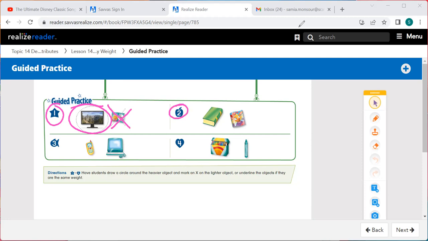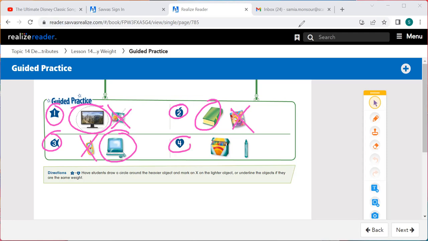Same thing for number 2. So which one looks lighter to you? Well, this looks lighter. It's a picture, and this book is heavier. Let's look at number 3. You have a computer and you have a cell phone. So which one looks heavier? The computer, that is right. And this cell phone looks like it is lighter.